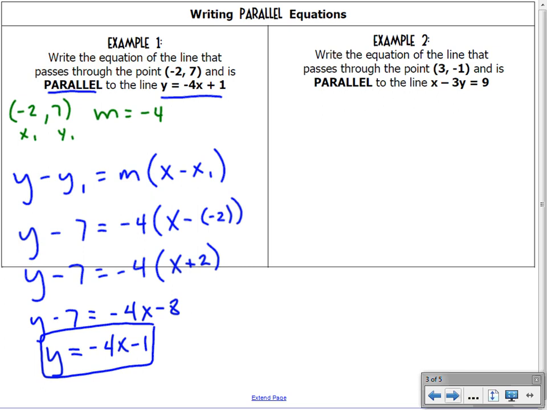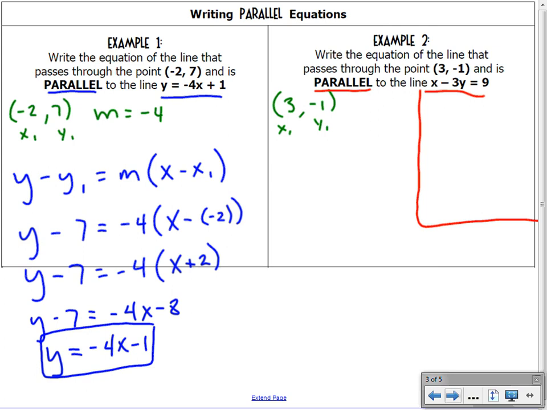Now, example 2 is the same. We have a specific point that our line needs to go through. It needs to go through the point 3, -1. But the problem is we can't as easily find our slope. We know that our line needs to be parallel to this line, but I have no idea what the slope of that line is. So we need to do a little bit of work with this given equation so we can identify the slope.